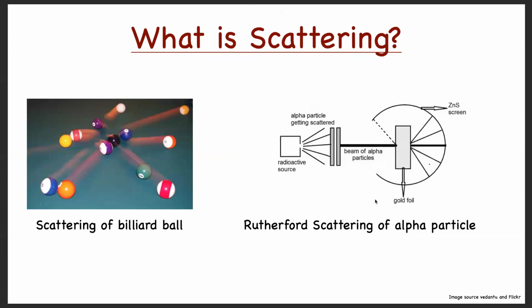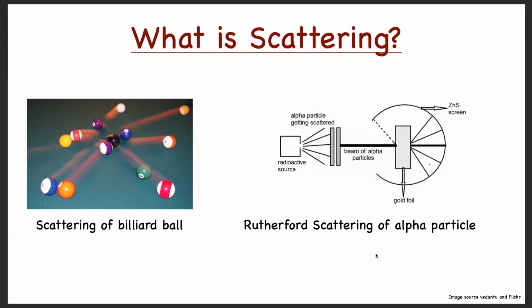We see scattering in our everyday life. For example, the scattering of billiard balls, and even in this room, the scattering of air molecules. Scattering is everywhere. One of the famous experiments, by Rutherford, probed the atomic structure: he used alpha particles, scattered them off a gold foil, and from that determined the atomic structure. This is the famous scattering experiment.